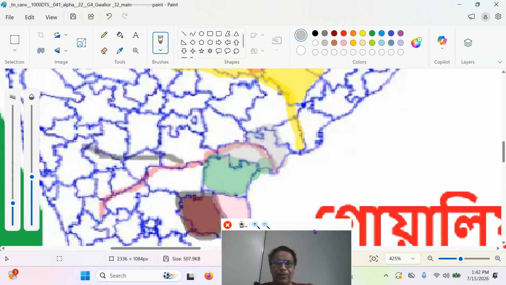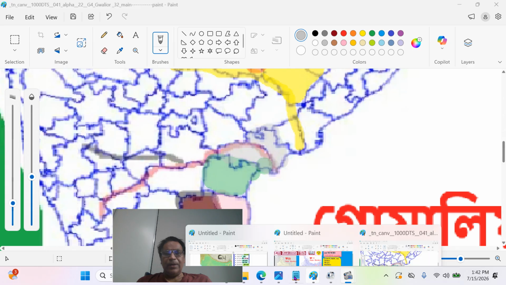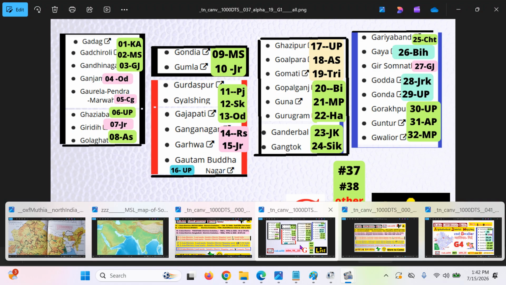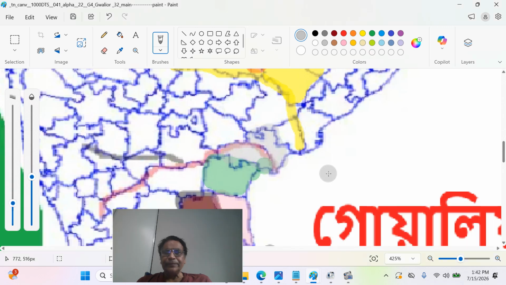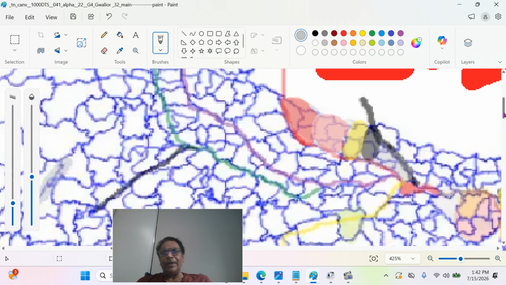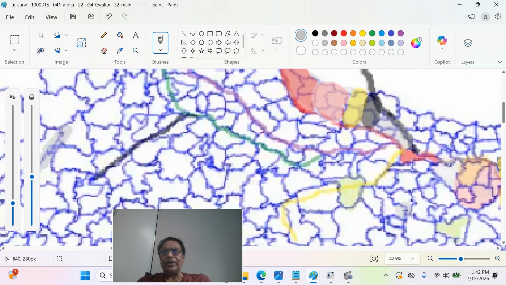So I counted that, and so we counted Gwalior, Guntur, Gorakhpur, Gonda, Godda, Gir Somnath, Gaya and Gariaband. And Bihar district, historic Bihar district, I will make an extensive presentation on the history of districts. So it's the Patna district. South of Patna is the original Gaya district. It's called Behar, different from Bihar, the current name for the Bihar province.